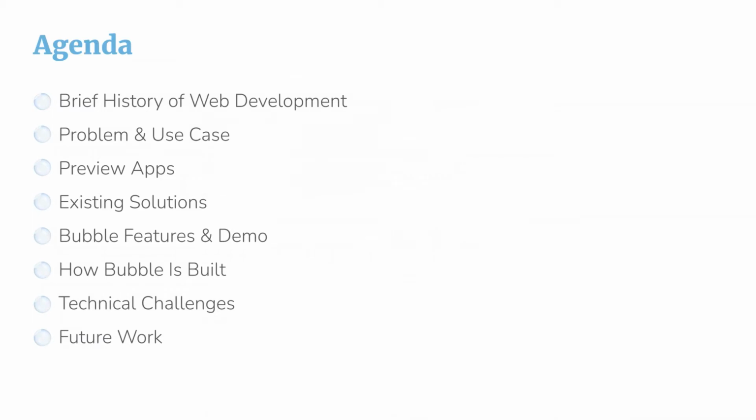Then we'll get into the problem Bubble solves and an example of an organization that may encounter that problem before explaining further what preview apps are and taking a look at existing solutions within the preview app space. Next, we'll introduce you to the features Bubble offers and give a brief demo on how to use it, followed by a section on how we built Bubble, including the design decisions and trade-offs we made. Finally, we'll dive into challenges we encountered during implementation and how we'd like to expand and improve upon Bubble in the future.